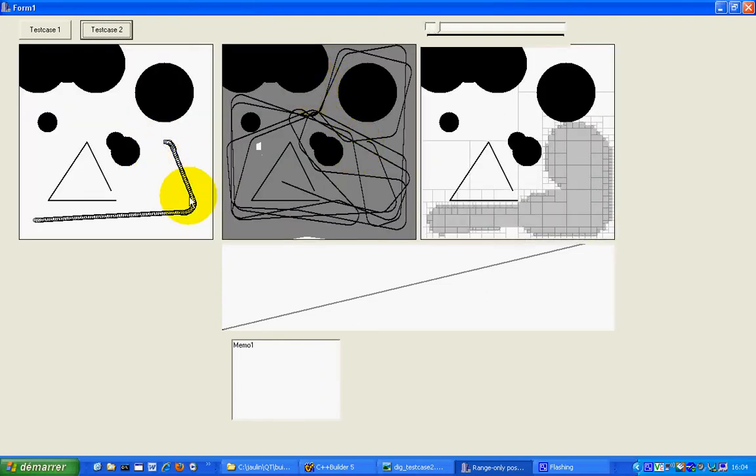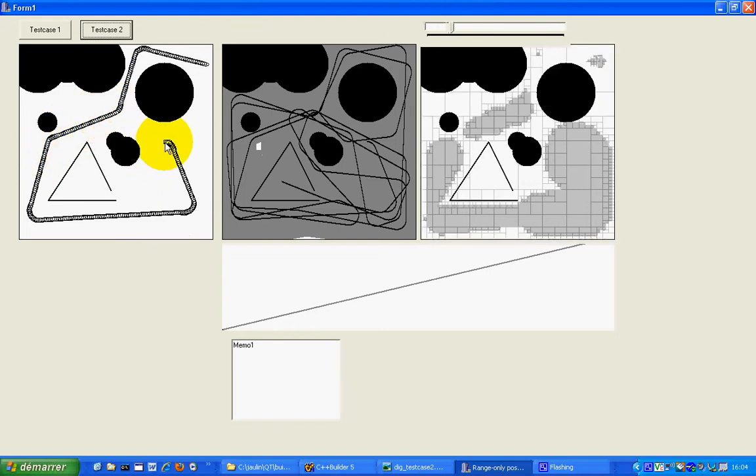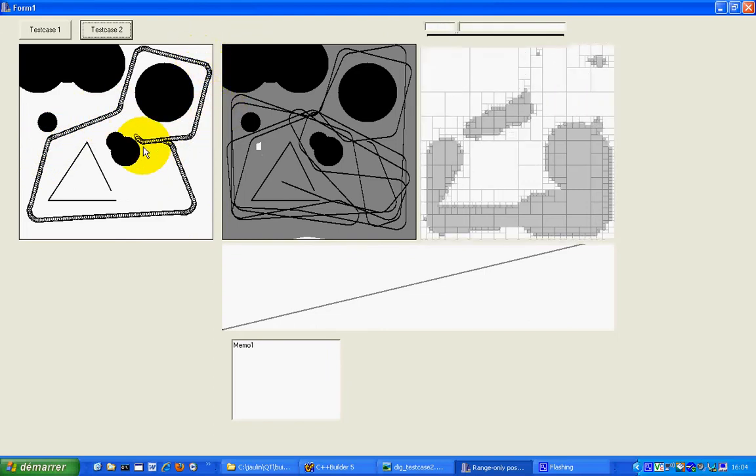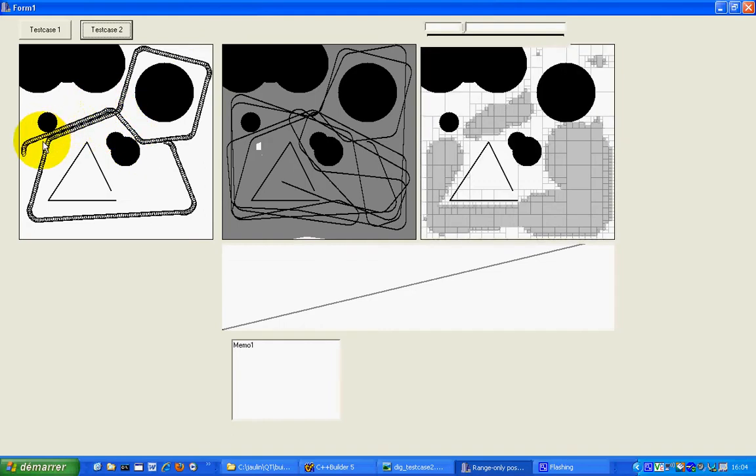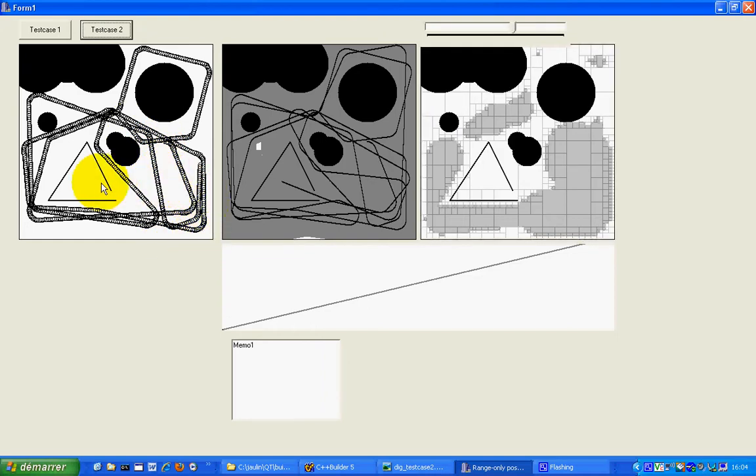The robot is moving as represented here. This is its initial position and this is its current position. Around it you have obstacles, represented here, unknown obstacles. The only thing the robot can measure is the distance between its position and the nearest obstacle. So it will finish inside the triangle.